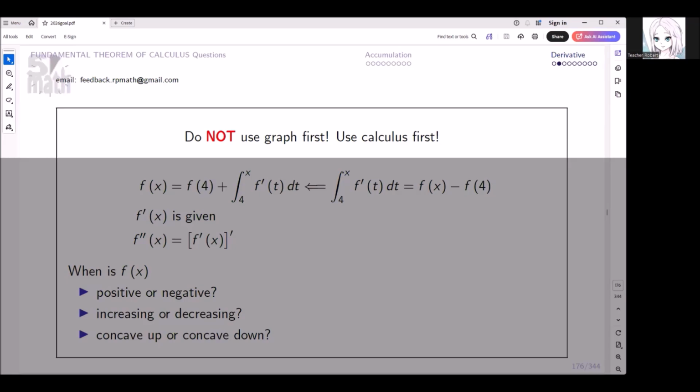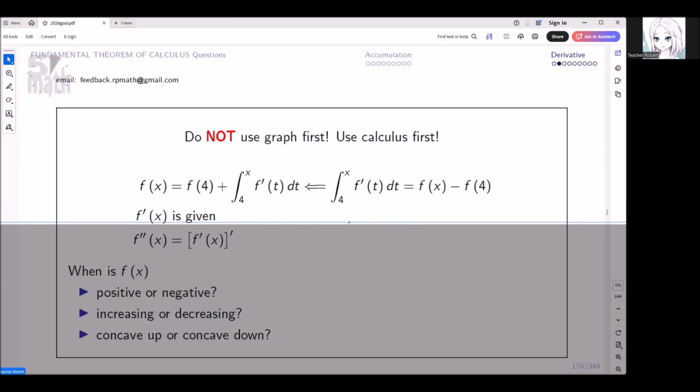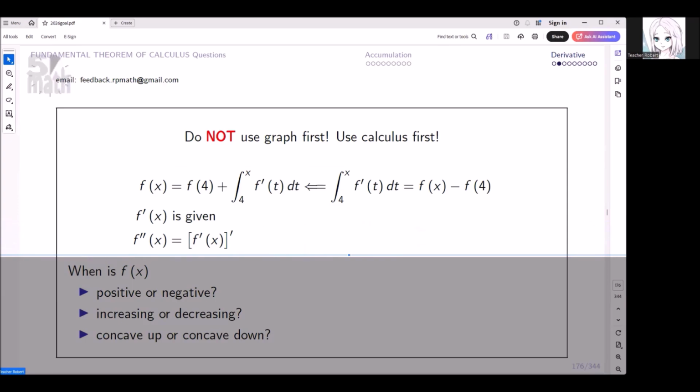Do not use graph first. Use calculus first. Integral from 4 to x f prime of t dt equals f of x minus f of 4, which becomes f of x equals f of 4 plus integral 4 to x f prime of t dt. F prime of x is given. F double prime of x equals f prime of x derivative.